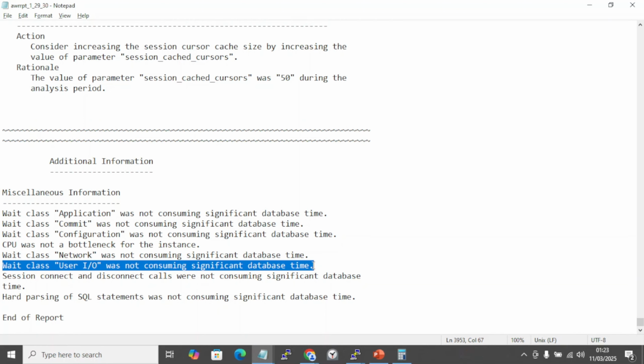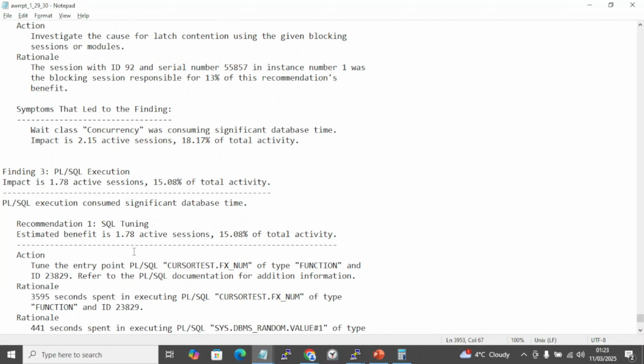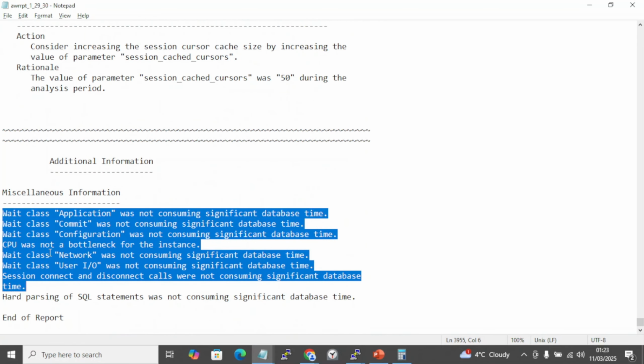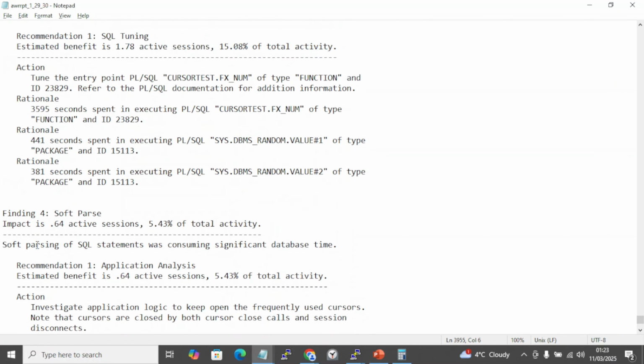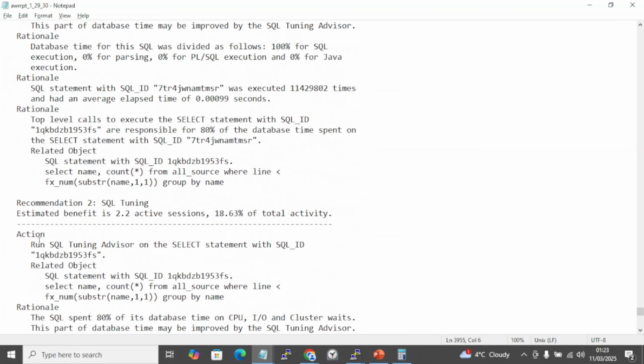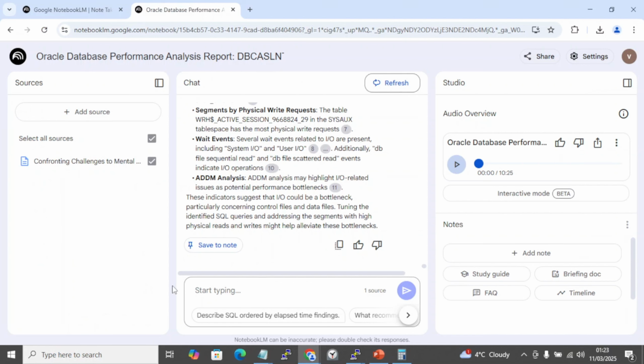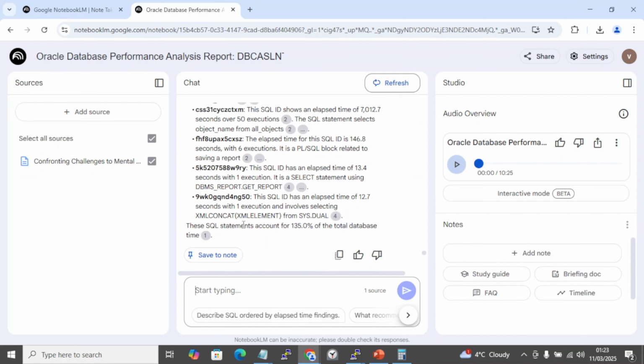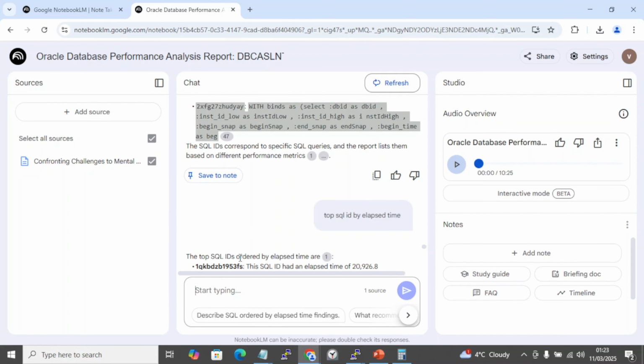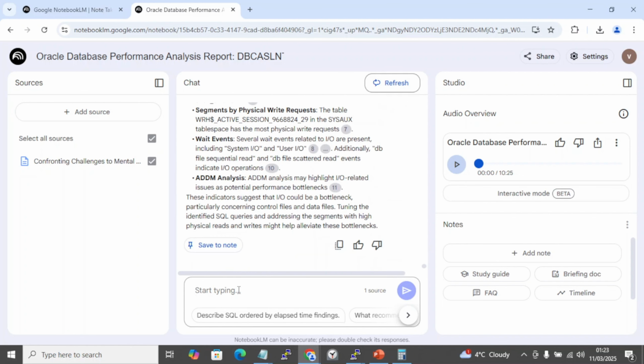User IO was not consuming significant database time. It clearly says. So I don't know where it picked it up. This is what I say. Miscellaneous information: workload application was not consuming, commit was not consuming, configuration was not consuming, CPU was not a bottleneck, network was not consuming, user IO was not consuming, session disconnect was not consuming. So it classified all this information and said clearly that these are the areas where we're not facing any issues. All right, so that's wrong. First we got one miss and several hits, one miss. Let's take it to the next thing.